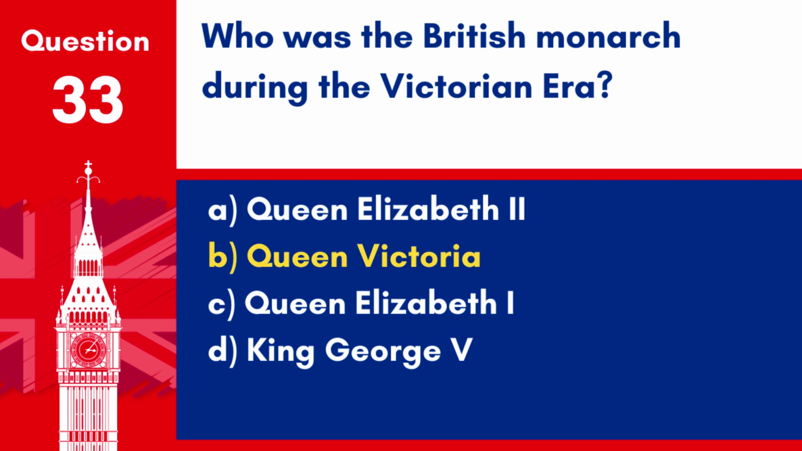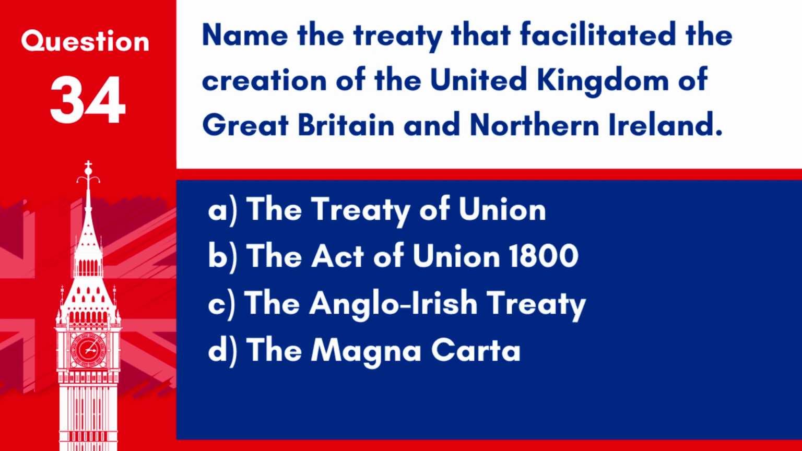Answer: B. Queen Victoria. Queen Victoria was the British monarch during the Victorian era. Question 34. Name the treaty that facilitated the creation of the United Kingdom of Great Britain and Northern Ireland. A. The Treaty of Union. B. The Act of Union 1800. C. The Anglo-Irish Treaty. D. The Magna Carta.